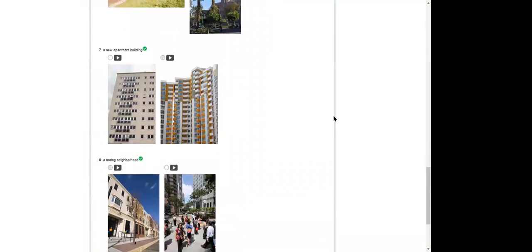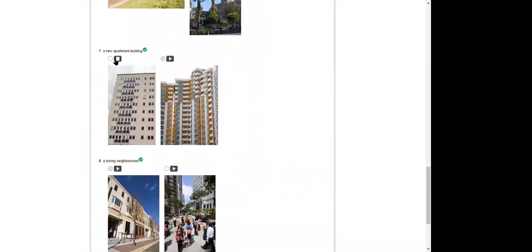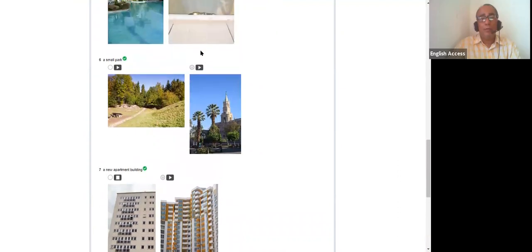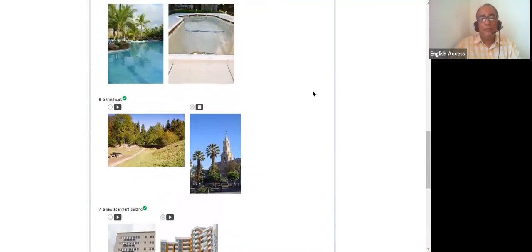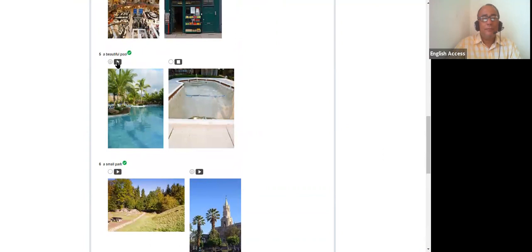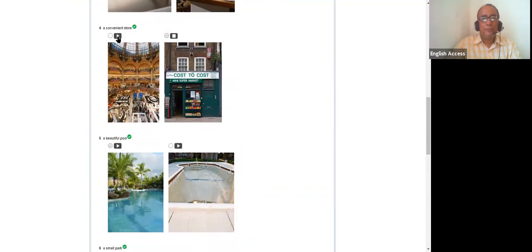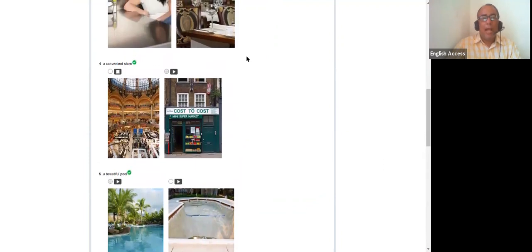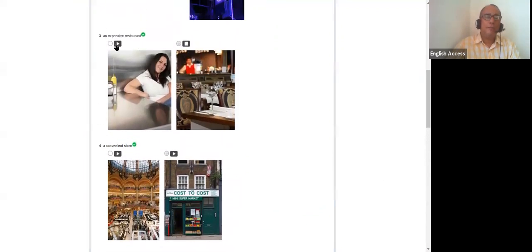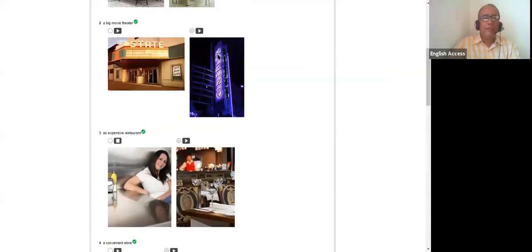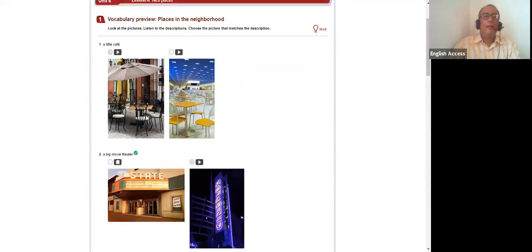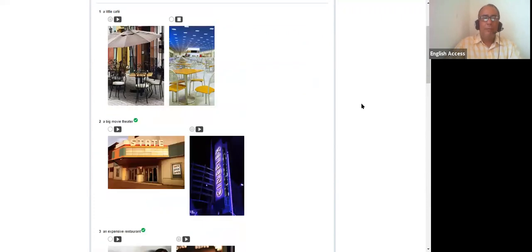Exciting means emocionante. An old apartment building. A small park. A terrible pool. A beautiful pool. Terrible, beautiful. A convenience store. A big store. An expensive restaurant. A cheap restaurant. Expensive, cheap. A big movie theater. A small movie theater. Big and small. And finally, a little cafe. A big cafe.